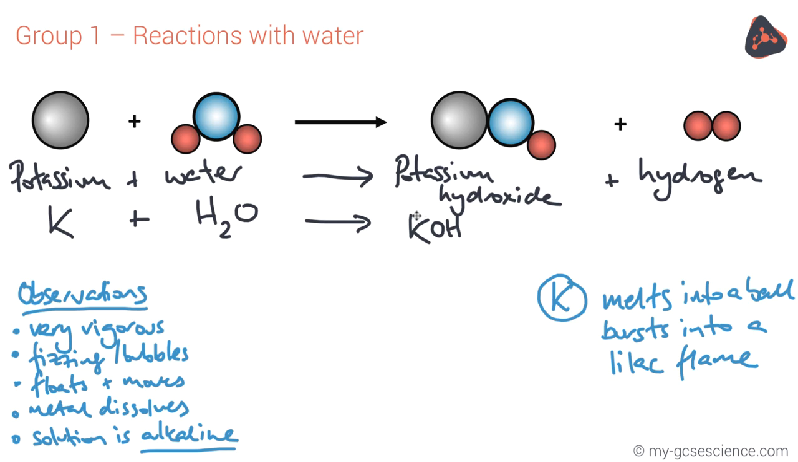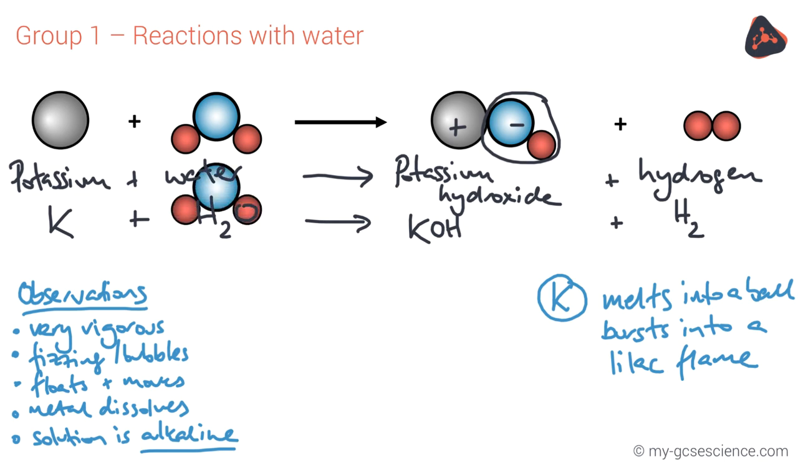K for potassium, which is a +1 ion, and OH for hydroxide, which together is a -1 ion. So the positive and the negative cancel out, and we have KOH. Hydrogen gas, like oxygen and chlorine, exists as a molecule that has two hydrogen atoms joined together, so the formula for it is H2.